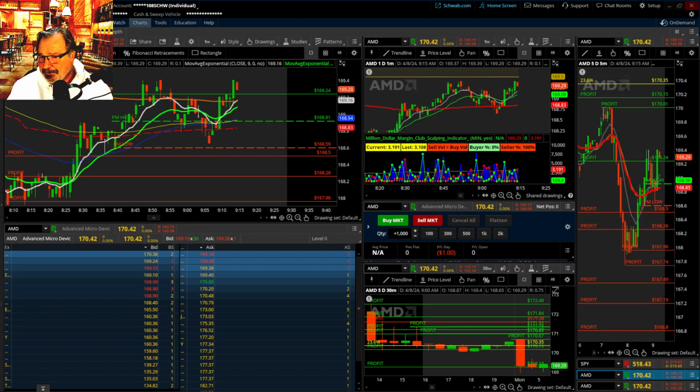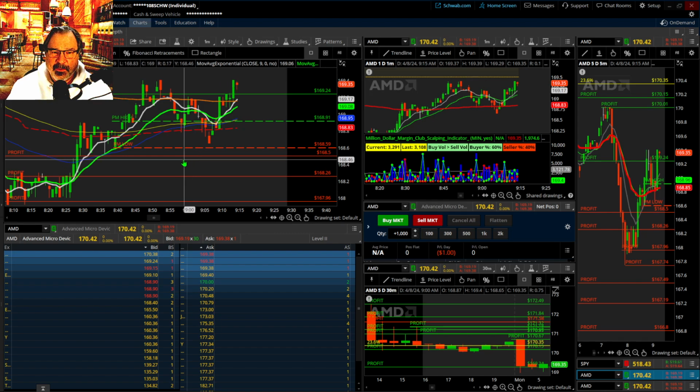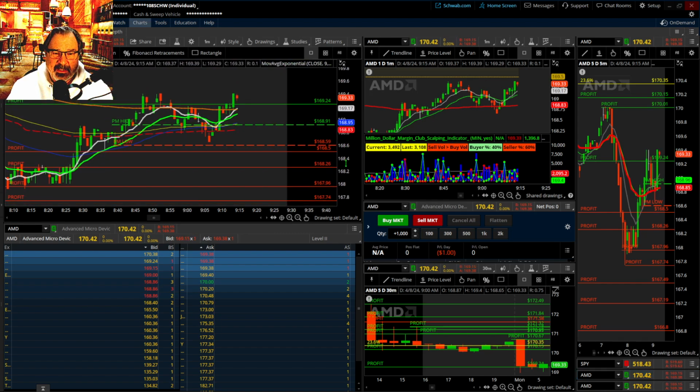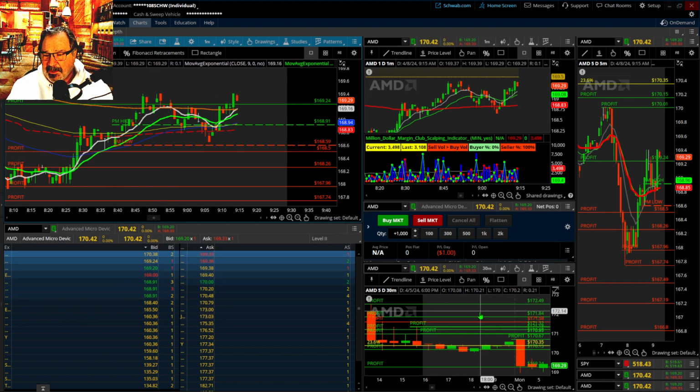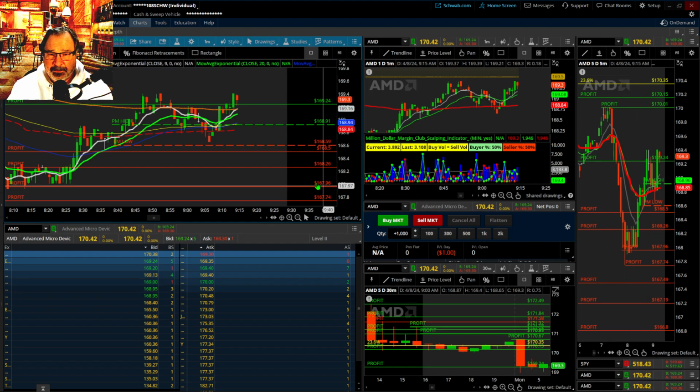So this is the new layout. Let's go over this again for a minute, then we'll go over what our strategy is going to be today. This is a 1-minute chart. This is the level 2. This is a 30-minute chart. This is the active trader. This is the scalpers indicator. This is another 1-minute chart. This is a 5-minute chart. This is a SPY set to look at separately. That's why it's a different color. The daily and then the news. Those are all minimized for screen control.